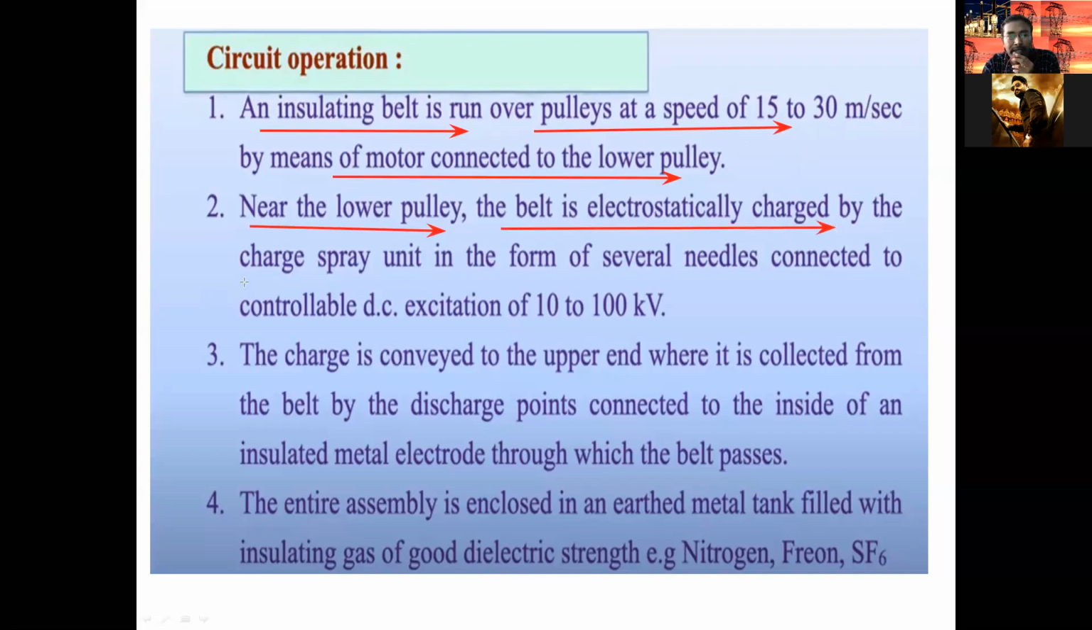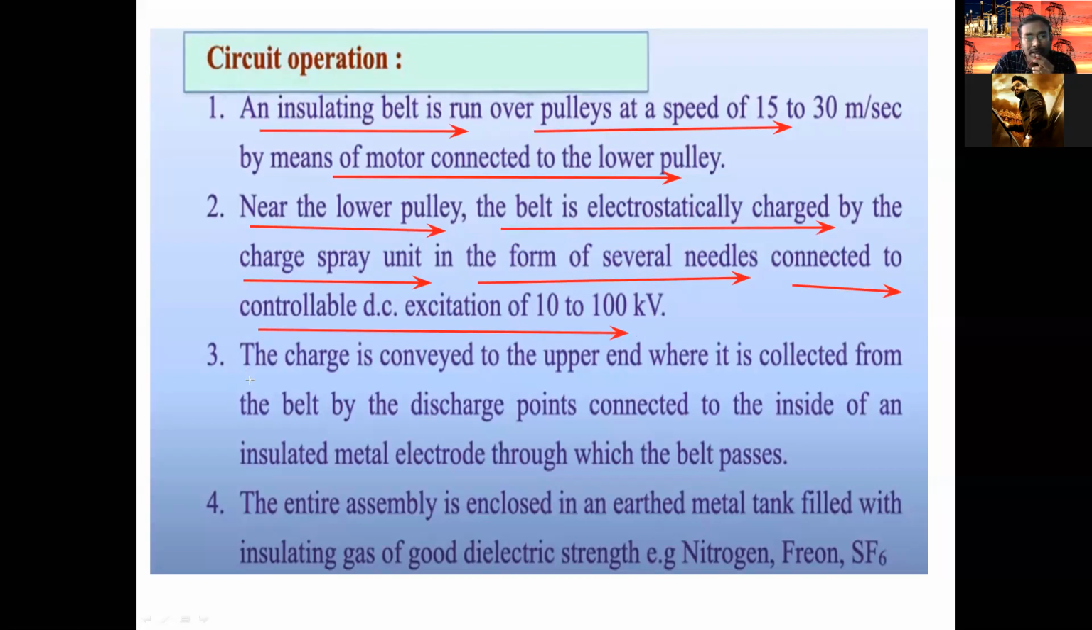Okay, the charge spray unit is in the form of several needles connected to a controllable DC excitation of 10 to 100 kilowatts. So it is connected to the bottom comb. The bottom comb is connected to a very high voltage battery, 10 to the power of 4 volts. That is called the bottom comb. The second point is related to the bottom comb.